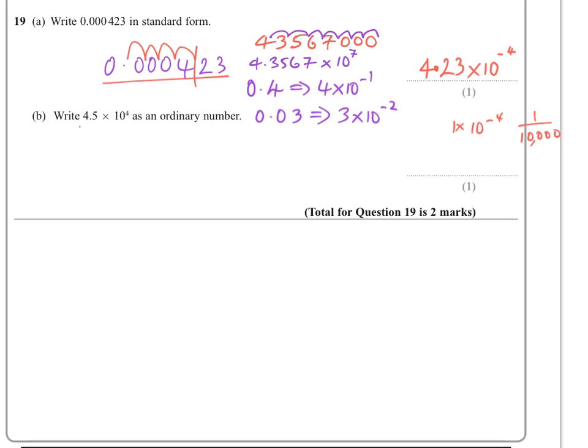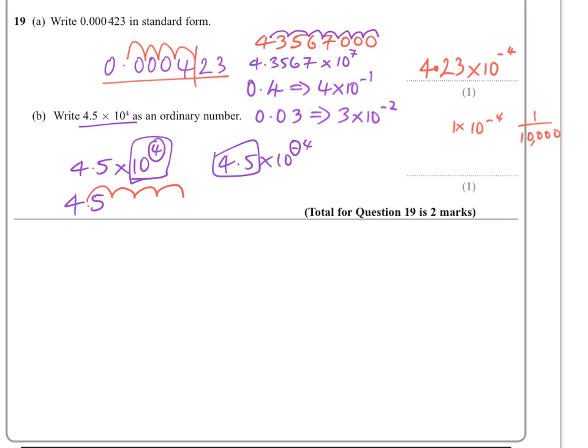Okay, so now we can look at part B, and that's 4.5 times 10 to the 4. Well, that's the same as writing 4.5 and multiplying it by 10 4 times. That's different from this, which would be taking the number 4.5 and dividing by 10 4 times. So that should be easy. We'll times by 10 4 times, 1, 2, 3, 4. So the answer would be, and we cross this out, 45,000, and that would be it as an ordinary number.